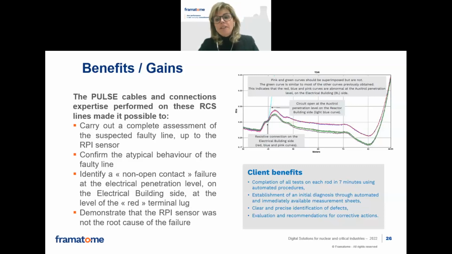Because what is really interesting with this pulse cables and connection expertise is that in addition to locating very precisely the defaults on the lines, the expertise also enables to demonstrate that all the other elements of the lines which are expertise are healthy and fully operational if no default is detected by the expertise. And it is particularly interesting if you suspect that your RPI sensors may be aging and could be the root cause of the problem, even if you don't really know if it's the case. And in that case, even if you have no problems on your lines, conducting a pulse cable and connection expertise can bring you RPI sensors, aging and health status on all your RPI sensors.